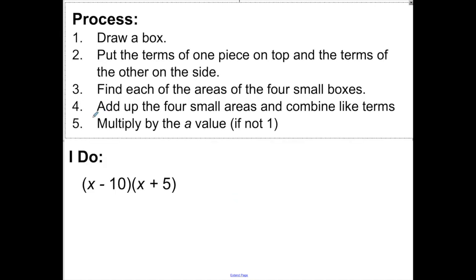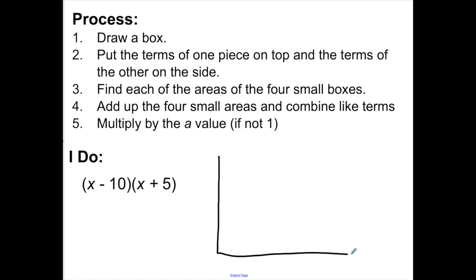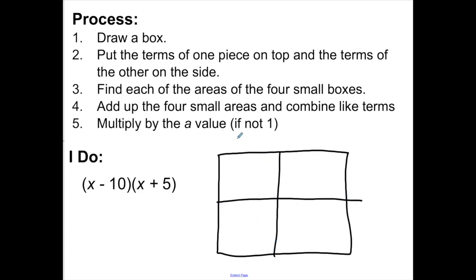Okay, so I'm going to keep the process here so we know our process, and we'll just keep working through it. So remember, the first thing we want to do is draw our box. And remember, the standard form is the final answer. So up top, we're going to put x minus 10. On the side, we're going to put x plus 5, and now we're going to calculate the areas one at a time.